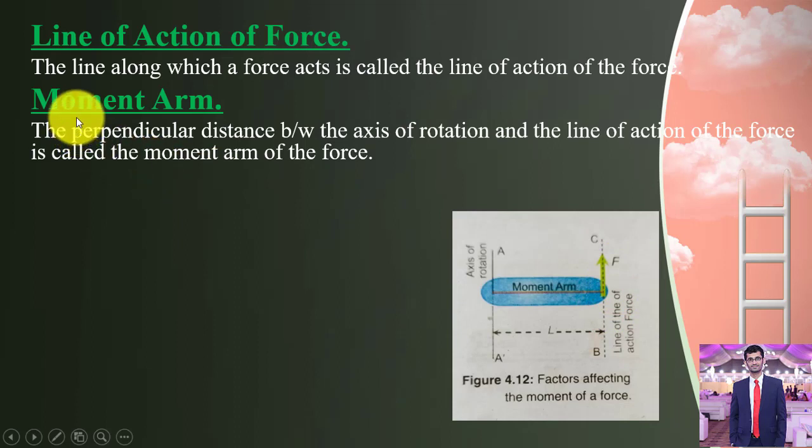Next, it is moment arm. Moment arm is the perpendicular distance between the axis of rotation and the line of action of force. We can see from this diagram that this is the axis of rotation, the line along which the object rotates, and this is the line of action of force. Now, this perpendicular distance that is mentioned by capital L, this is called the moment arm.